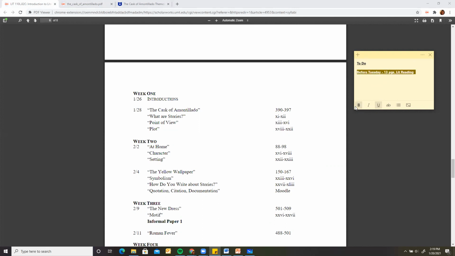The reason I'm being specific and I'm not just saying lit reading in my to-do list is because I want to know actually how much time I need to plan for this task, okay?